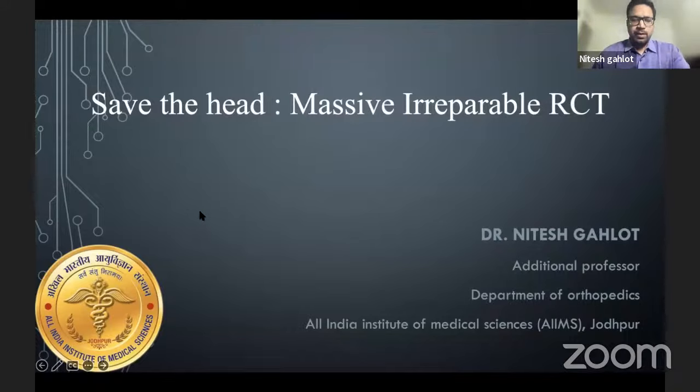So my topic is basically I'm presenting a case of massive irreparable rotator cuff tears. The traditional treatment, after the introduction of reverse total shoulder arthroplasty, has been going straight to that, barring a few indications, and it gives a good result. But recently, Dr. Mihata has given us the superior capsular reconstruction, and the initial results have been good. The purpose of this is to illustrate that in a few specific cases, we can actually save the head. We don't need to go straight to a reverse total shoulder arthroplasty, and we can actually get a good result.